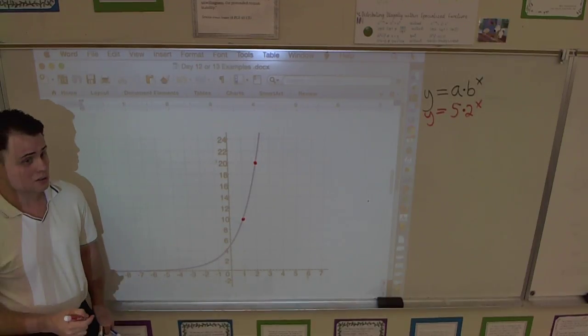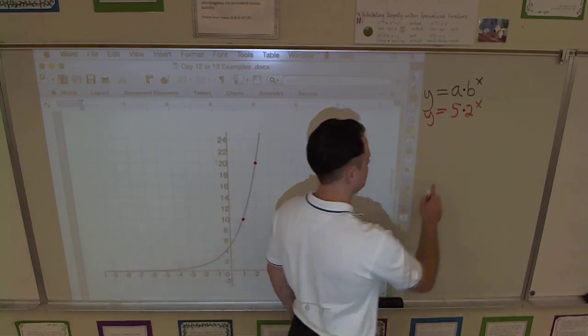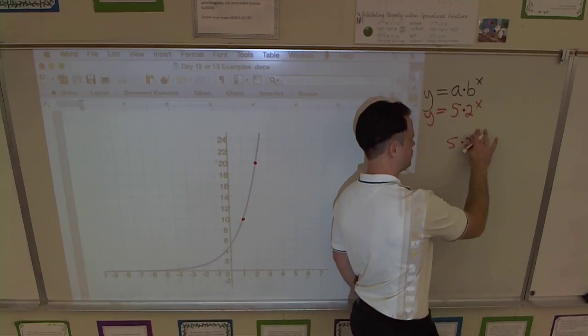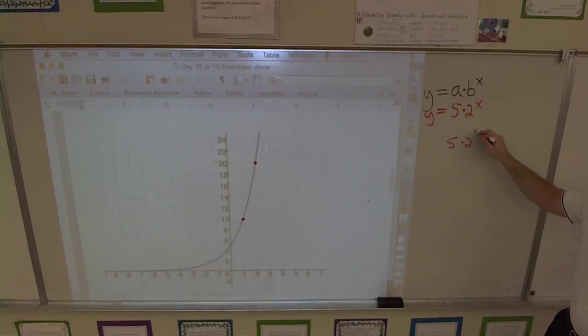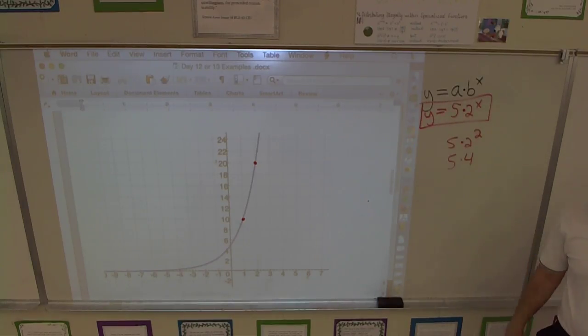I'm going to pick Larry since he was first. So he says 1 is supposed to be 10. If I put 1 in here, is it? That's really just 5 times 2, which is 10. If I put 2 in here for x, what's 2 squared? Is 4 times 5 20? So that's clearly the correct choice. This is our exponential curve right here.